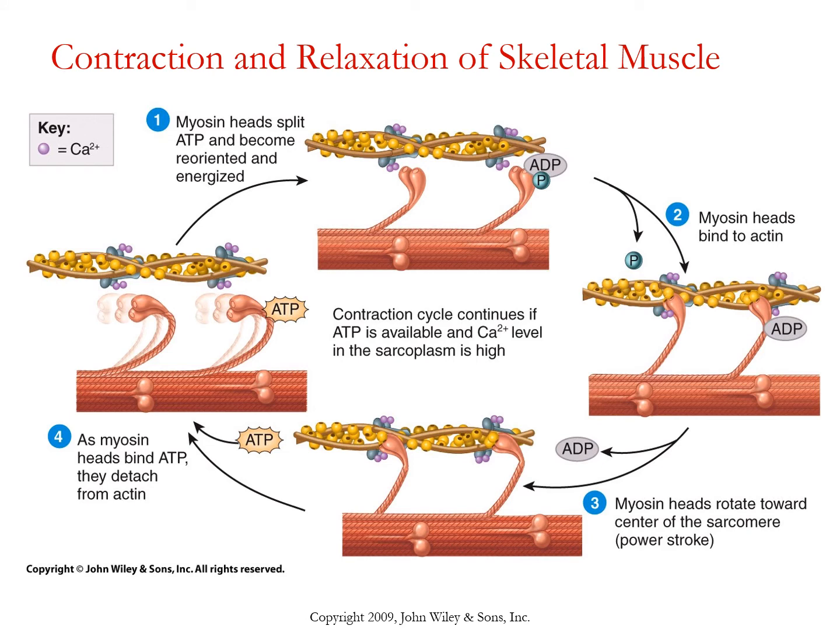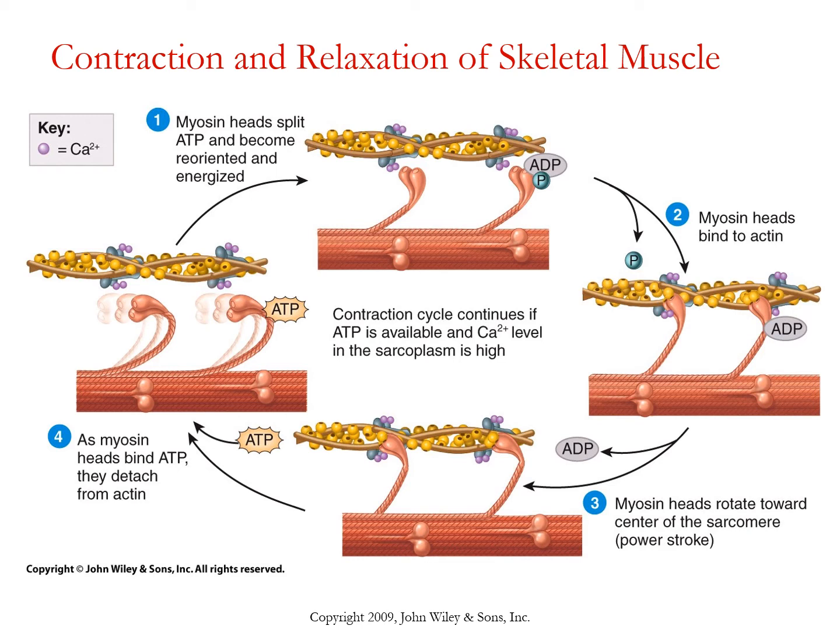Here's a depiction of the events we described on the previous slide. So let's start on the left of the diagram where there was a relaxed muscle and the myosin heads have a molecule of ATP attached. The ATP is hydrolyzed and split into ADP and phosphate that reorients the myosin head and energizes it. So that's step 1.